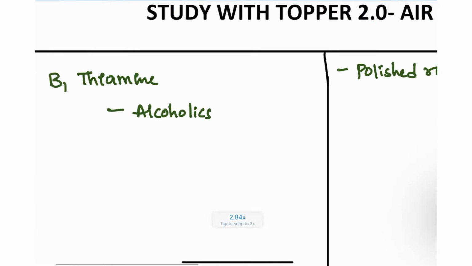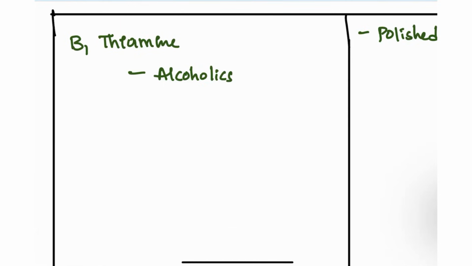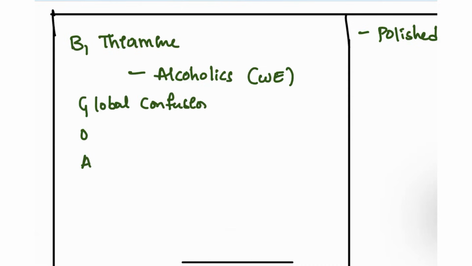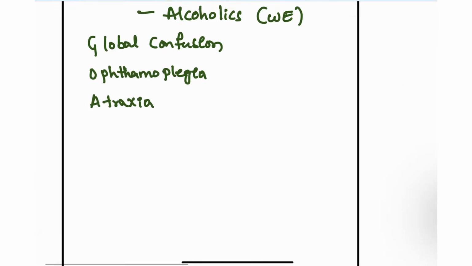Next, alcoholics we discussed, and alcoholics will be associated with Wernicke's encephalopathy. What are the symptoms for them? Remember as GOA. What is this GOA? Global confusion. We already discussed in yesterday's lecture that mammillary bodies are for memory, and if the mammillary bodies are already necrotized, that can cause global confusion. And also ophthalmoplegia and ataxia. These are commonly seen in Wernicke's encephalopathy.